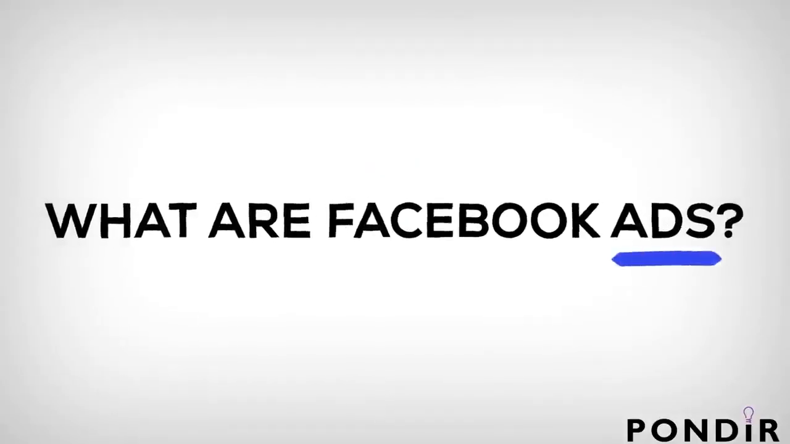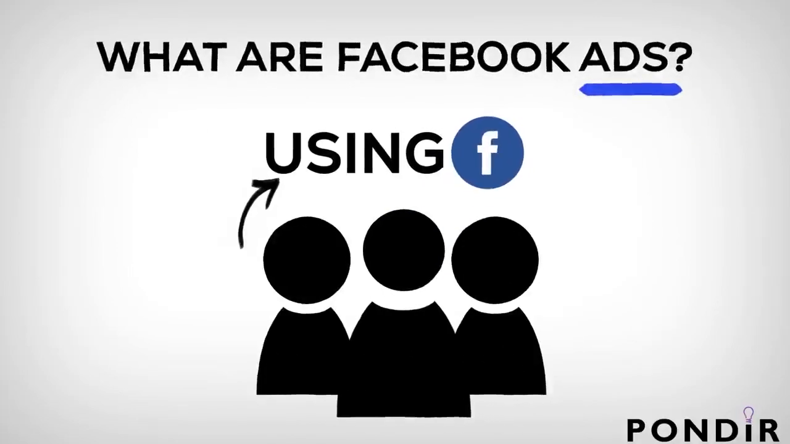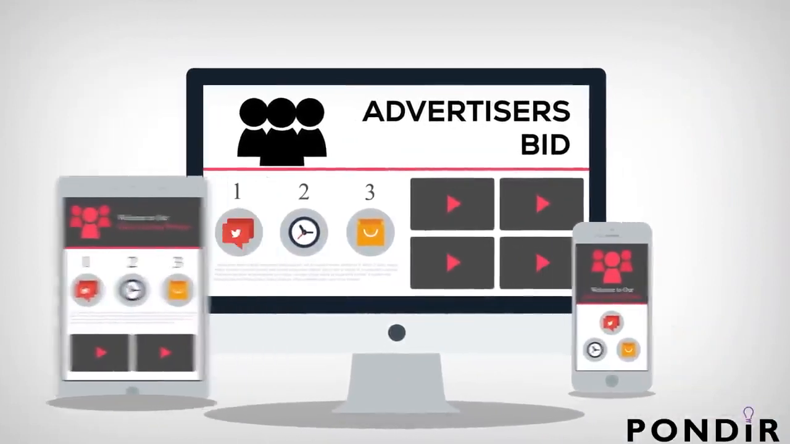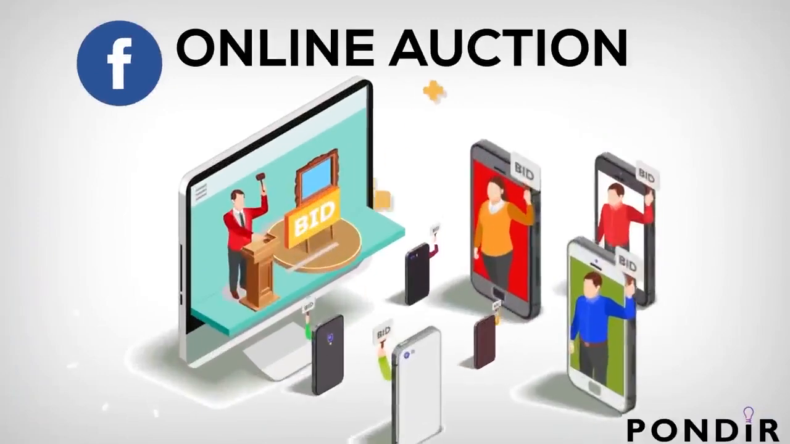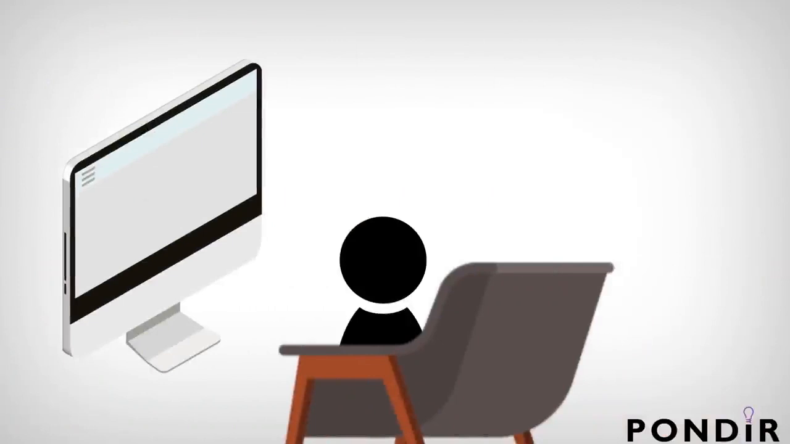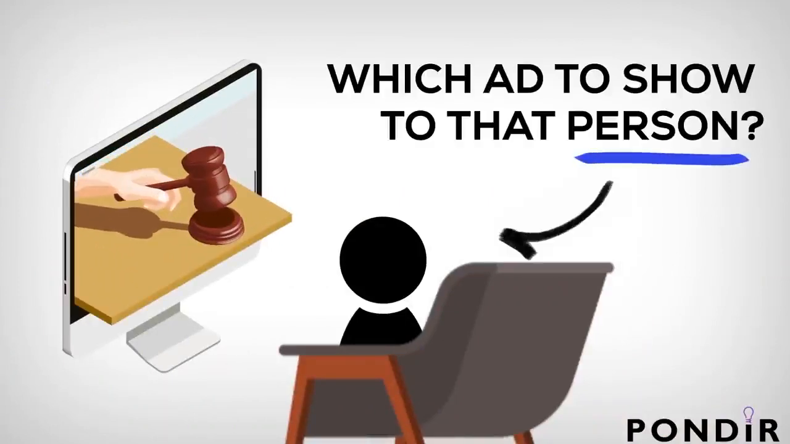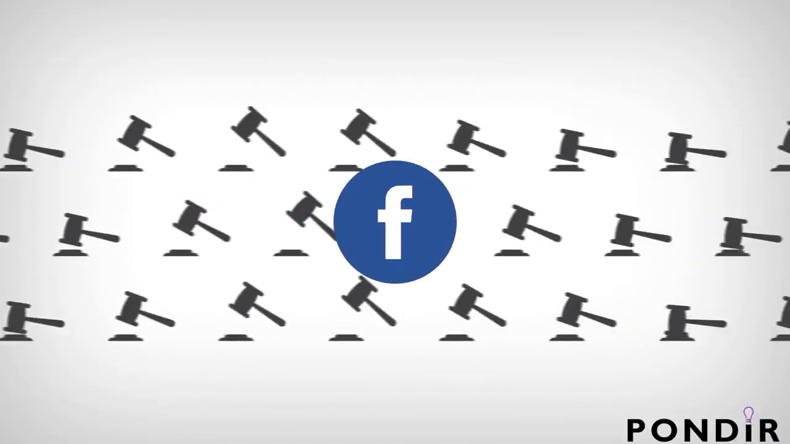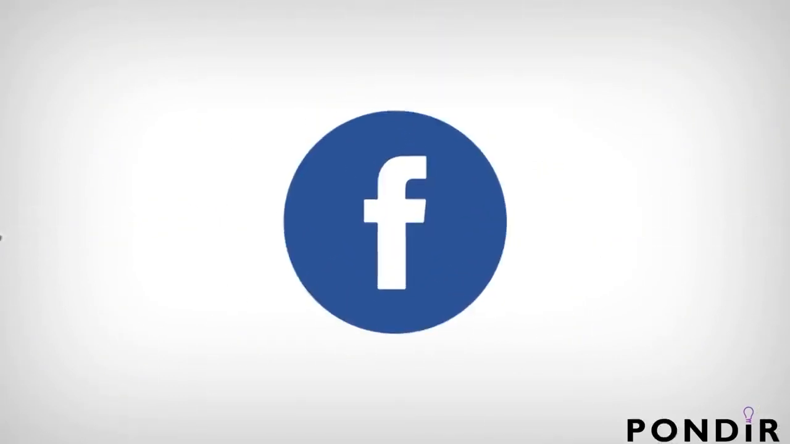What are Facebook ads? More than 2 billion people use Facebook every single month. Advertisers bid to show their ad on those people's devices. Facebook advertising is simply an online auction. Each time there's an opportunity to show someone an ad, an auction takes place to determine which advertiser will have the chance to show their ad. Billions of auctions take place every single day across the Facebook family of apps and network of websites.